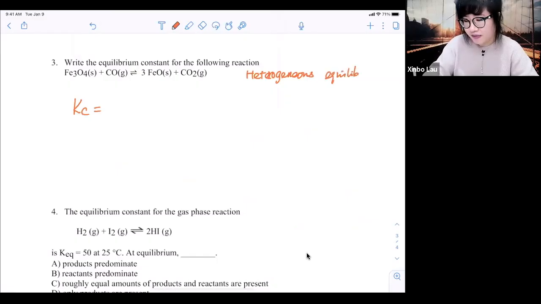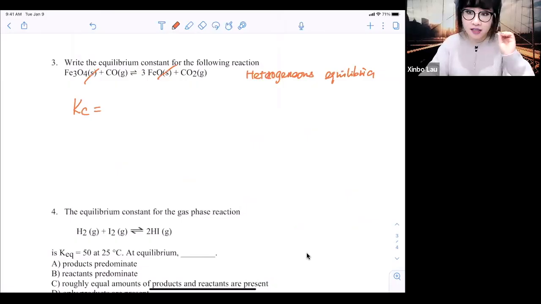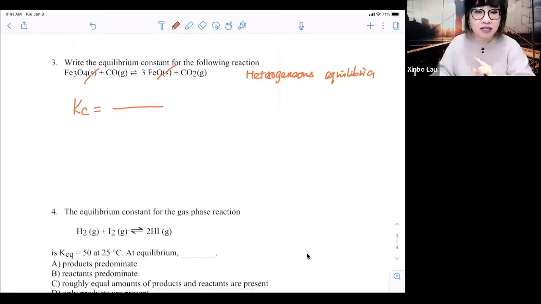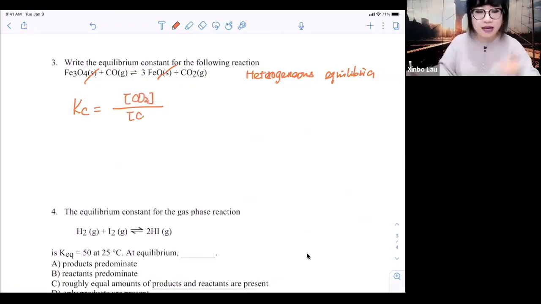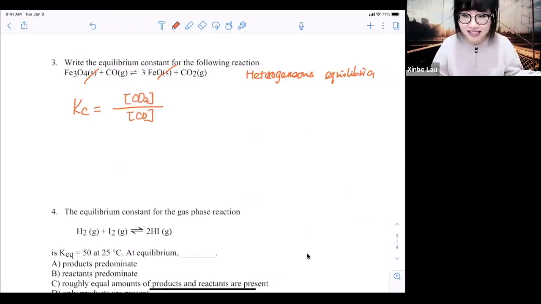Which means, first things first, you have to look at the solid. I'm not even looking at it, because its concentration will stay constant and does not affect my equilibrium constant. So now I just need to express it as products over reactants, and that will be the concentration of CO2 over the concentration of CO. Then you're done, right? So this is how easy that will be.